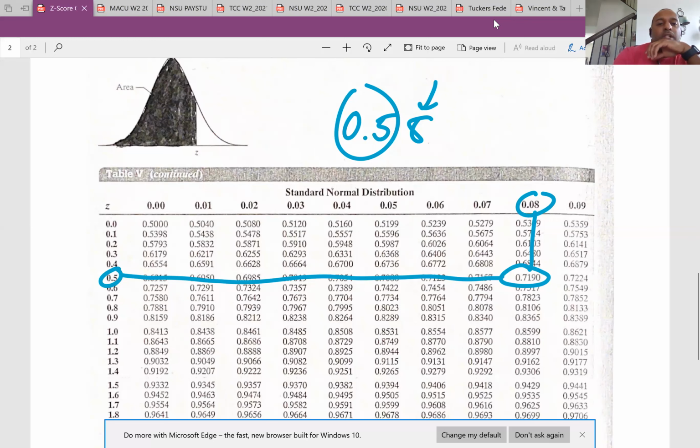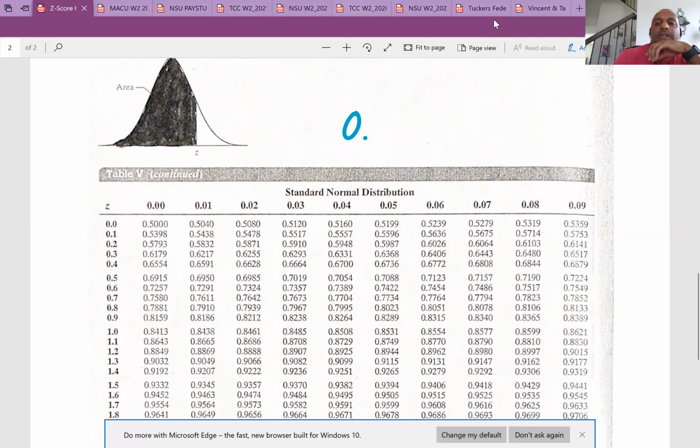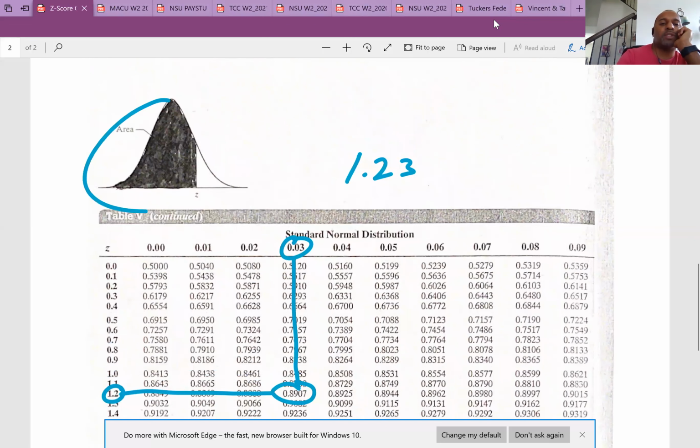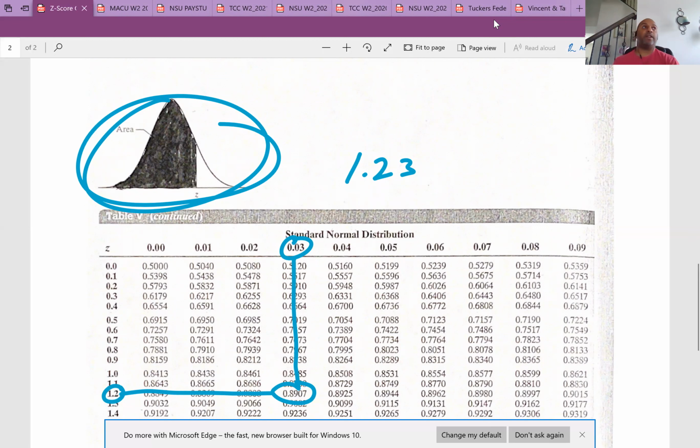Okay, so let's go back to our 1.23. Once again, 1.2 is right here, 3 is right here, and that meets up right here at 0.8907. Notice at the top of the chart, we have this, and what it's saying is that no matter what value the graph gives you, it always gives you what's to the left of. That's why it shades to the left.